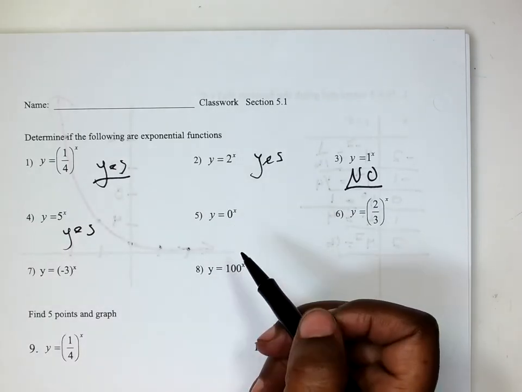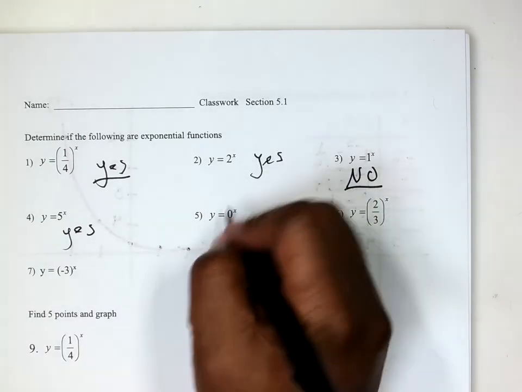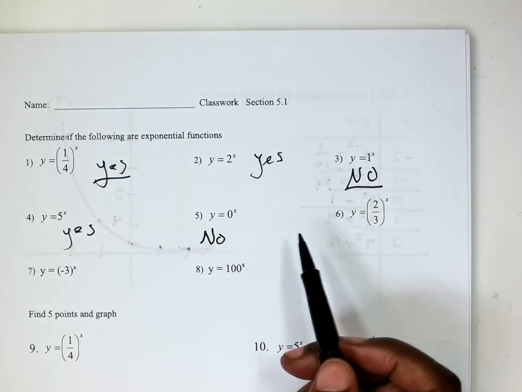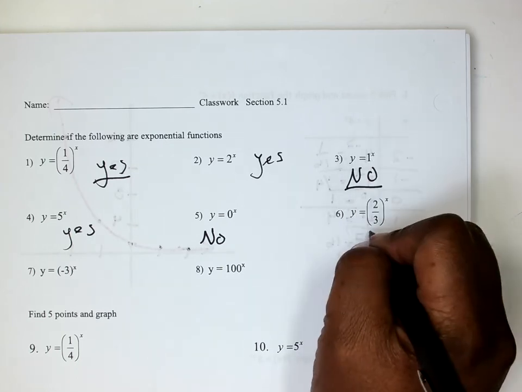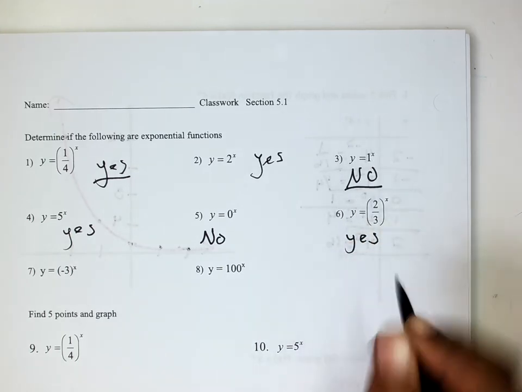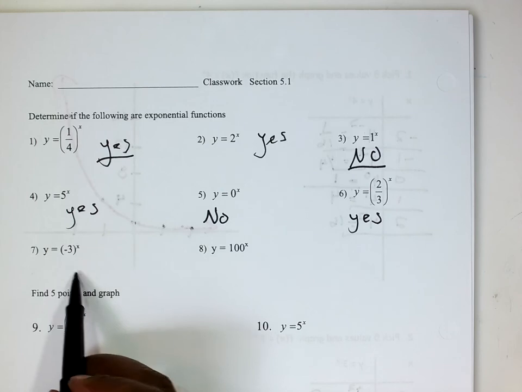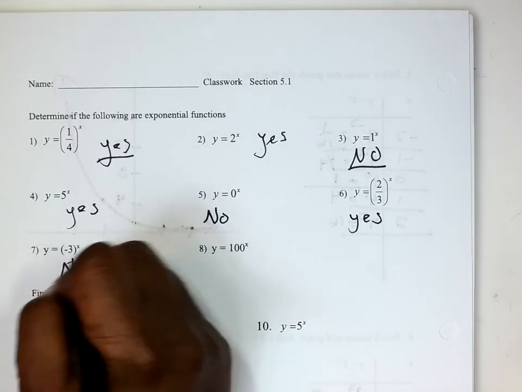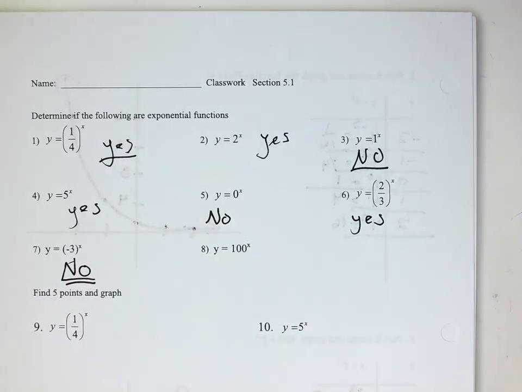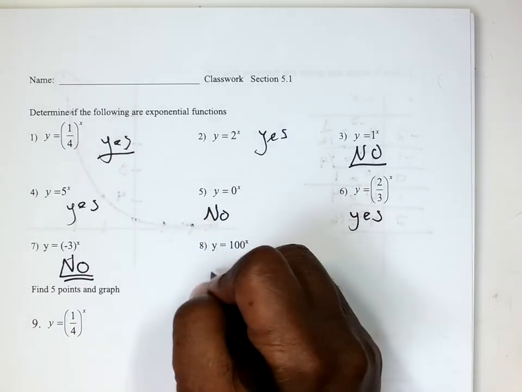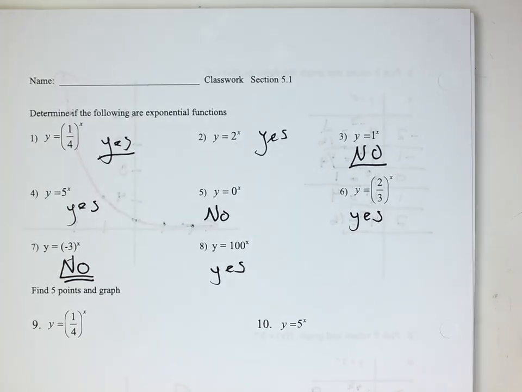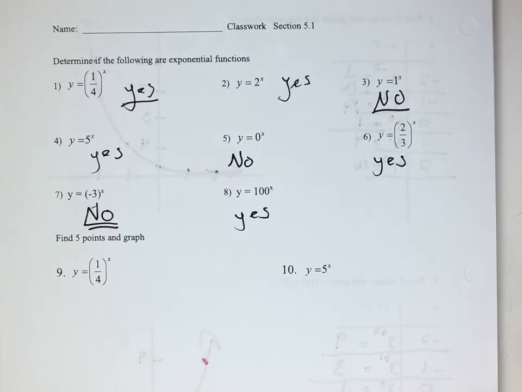0 to the x. What do you think? That's going to be no, because remember, it has to be positive. So it has to be greater than 0, not equal to 1. 2/3 to the x is a yes. Negative 3 to the x, and it's in parentheses. So that base is negative 3. So that's going to be a no. 100 to the x. That's a yes. And then there's a couple you can plot from 5 points and then graph it. So I'll let you do that.